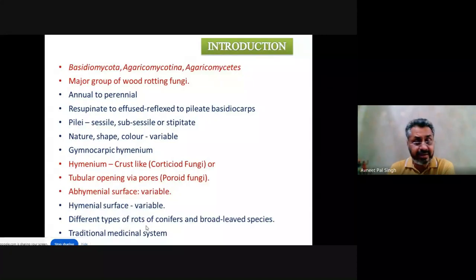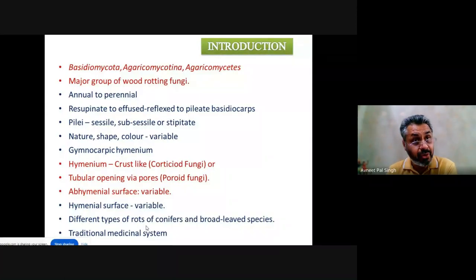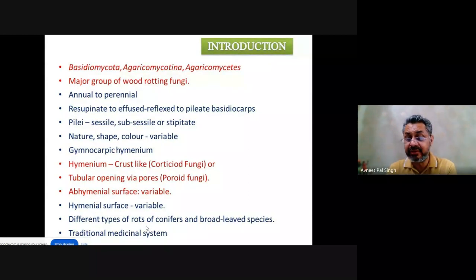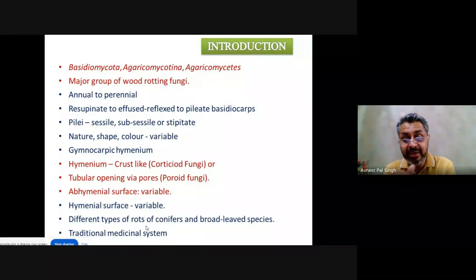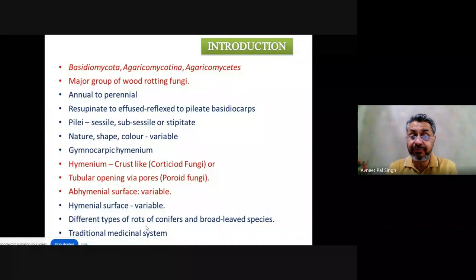Now, if we look at their ecological role, primarily these are the wood rotting fungi, and they have two unique features. They can either cause white rot, which is a very peculiar feature associated with these fungi, or they cause what we call brown rot. There are a few species which can produce enzymes capable of decaying lignin, while others do not have that capacity to decay lignin. They have the function to decay the cellulose. On this basis, they have been classified either as white rot fungi or brown rot fungi. This feature has attracted people from biotechnology and microbiology to explore these fungal enzymes in different application forms, and people have contributed significantly to this enzyme activity.